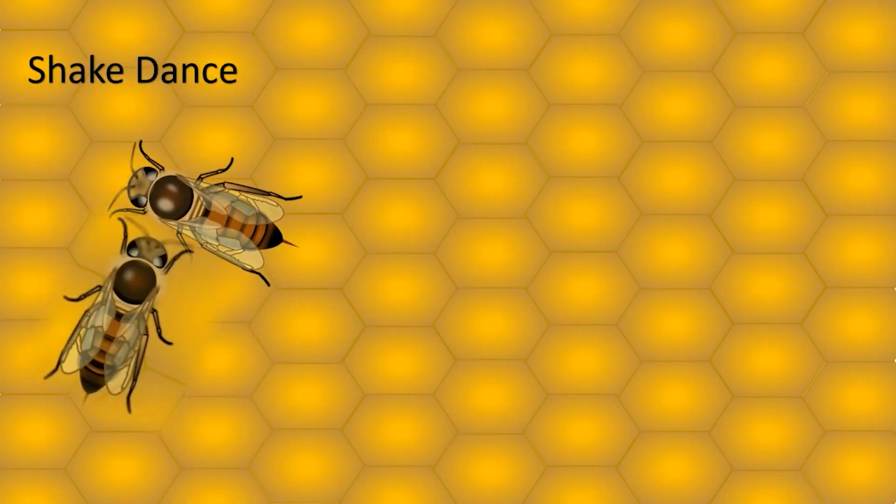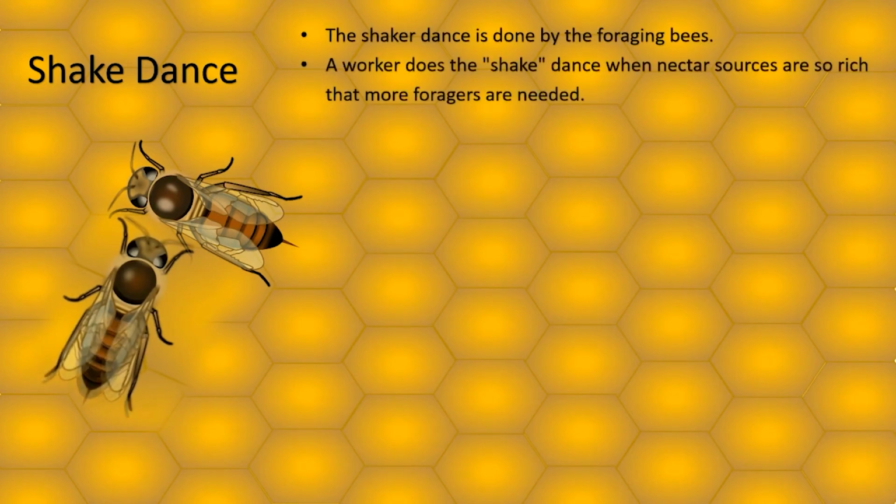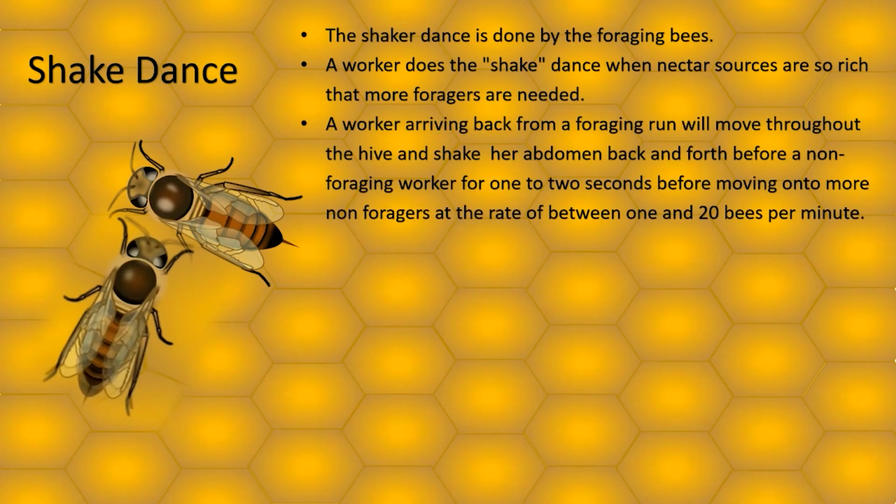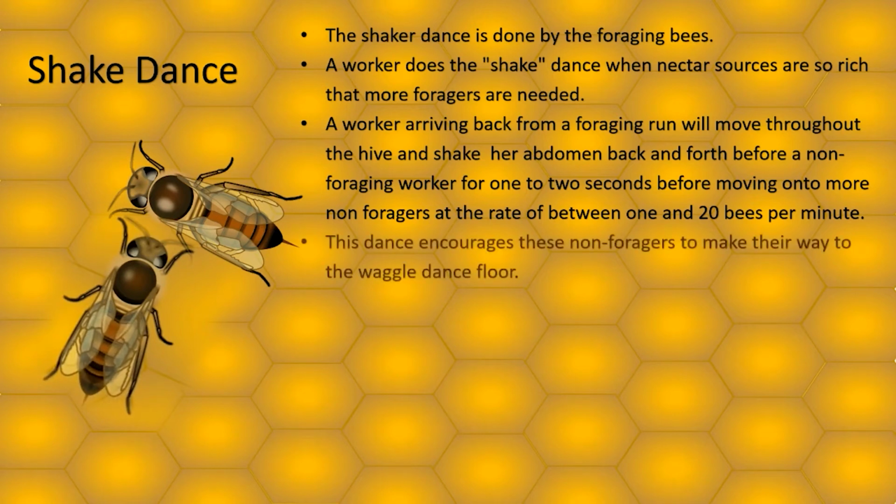The shake dance is done by the foraging bees. A worker does the shake dance when nectar sources are so rich that more foragers are needed. A worker arriving back from the foraging run will move throughout the hive and shake her abdomen back and forth before a non-foraging worker for 1 to 2 seconds before moving on to more non-foragers at the rate of between 1 and 20 bees per minute. This dance encourages these non-foragers to make their way to the waggle dance floor.